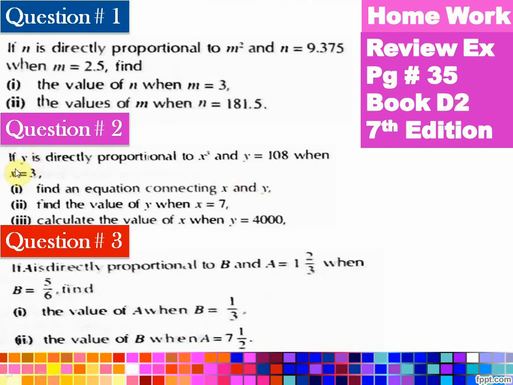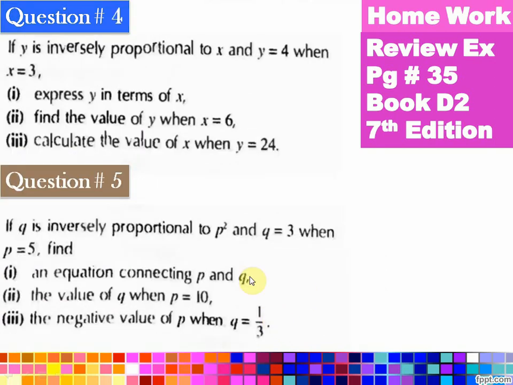Next, question number 2 is if y is directly proportional to x cube, this is x cube, and y is equal to 108 when x is equal to 3. Find the equation, then find the value of y when x is 7. Calculate the value of x when y is equal to 4000. Next, question number 3 is if a is directly proportional to b and a is equal to 1 whole 2 over 3 when b is equal to 5 over 6, find the value of a when b is equal to 1 over 3, and the value of b when a is equal to 7 whole 1 over 2. So this is also from the review exercise question.